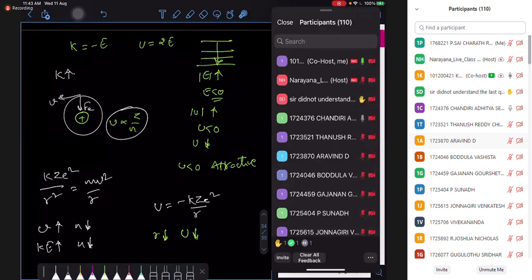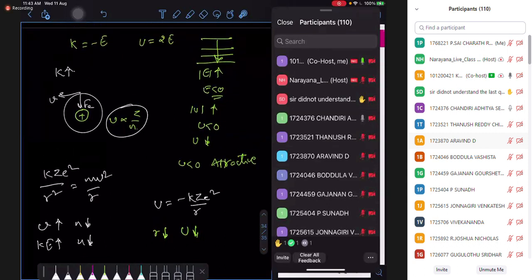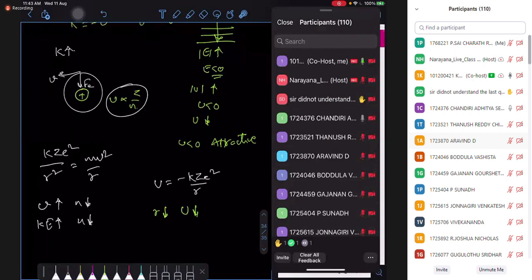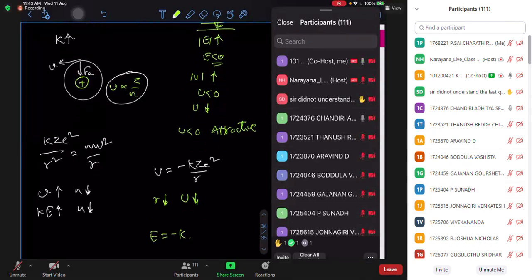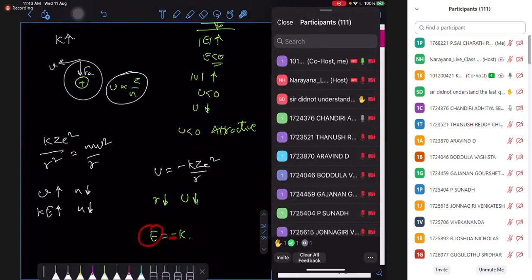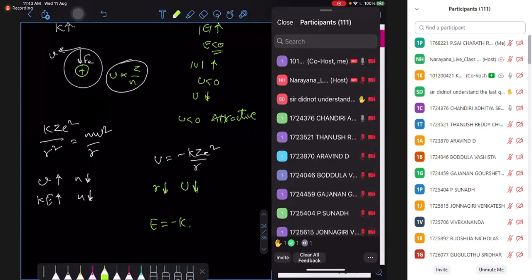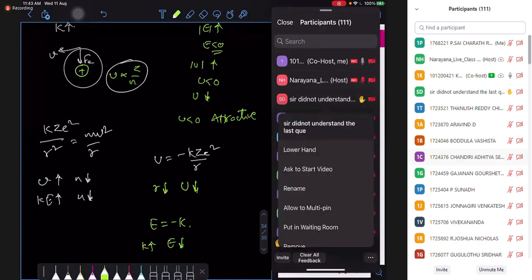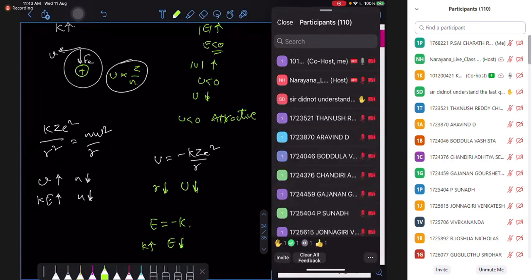And about your total energy. We can see it mathematically. The formula of the total energy is minus of K. Kinetic energy is increasing near the nucleus, so total energy is negative of K, so it is decreasing. If kinetic energy is increasing, your total energy is going to be decreasing. Right? So I hope it's looking clear.